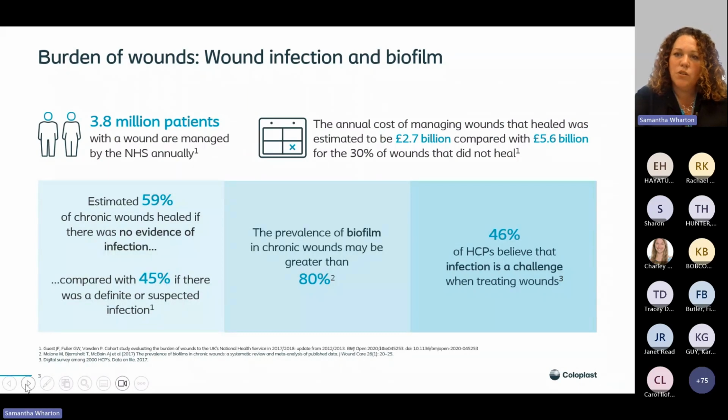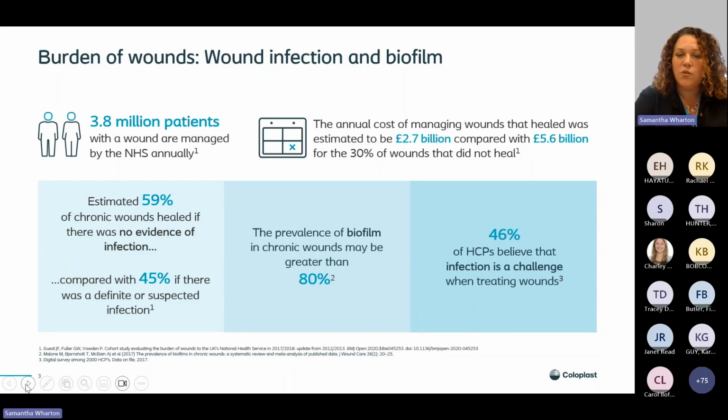The annual cost of managing wounds that healed was estimated to be 2.7 billion compared with 5.6 billion for those 30% of wounds that didn't heal. So obviously we're spending a lot more money on wounds that aren't healing. Why is that? If you've got a wound for longer, it's much more susceptible to infection. If that wound's present, there's going to be a bacterial burden. There's going to be that biofilm that's going to make that wound static and not progress.